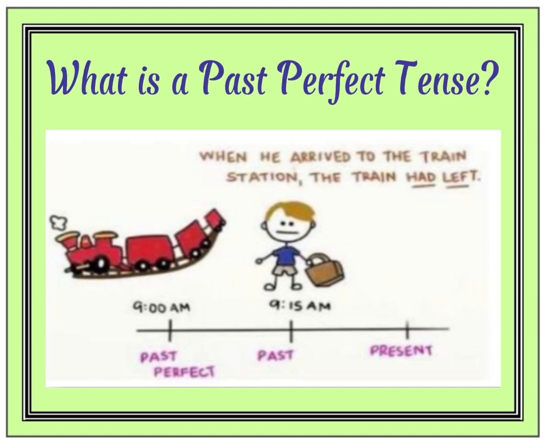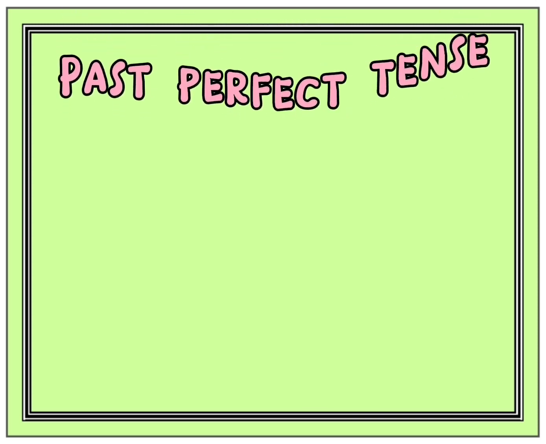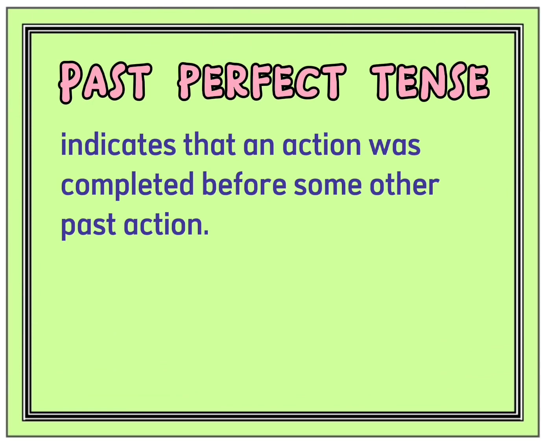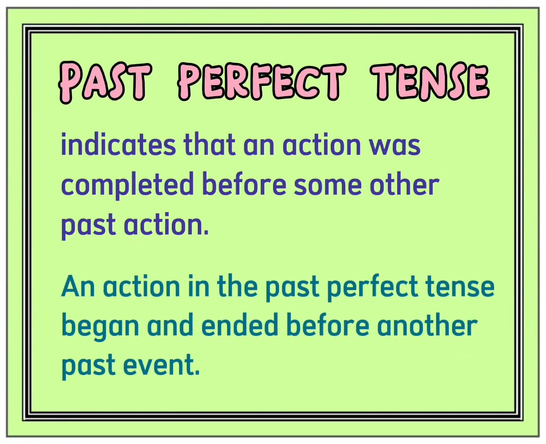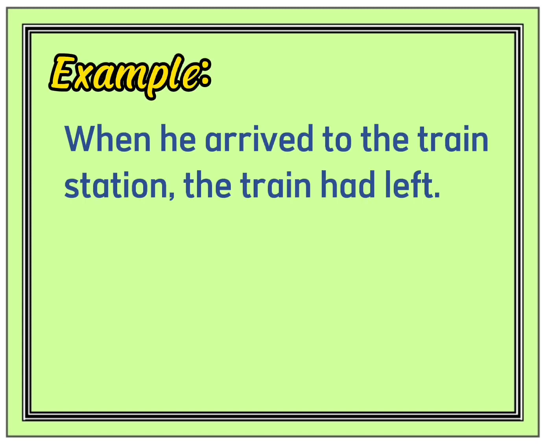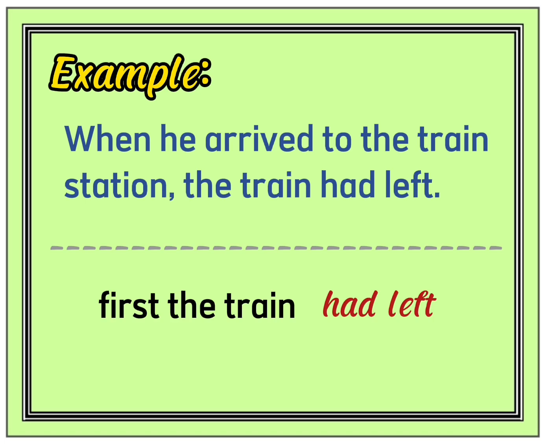Now, what is a past perfect tense? Past perfect tense indicates that an action was completed before some other past action. An action in the past perfect tense began and ended before another past event. To give an example, first, the train had left. Then, he arrived.